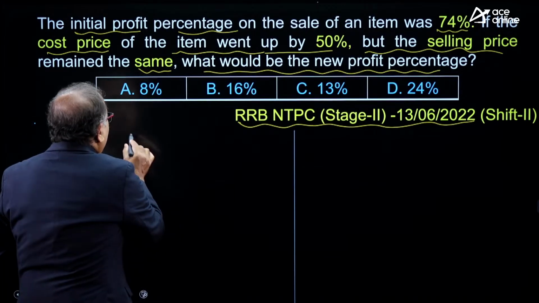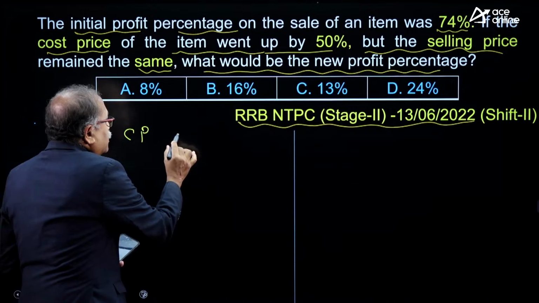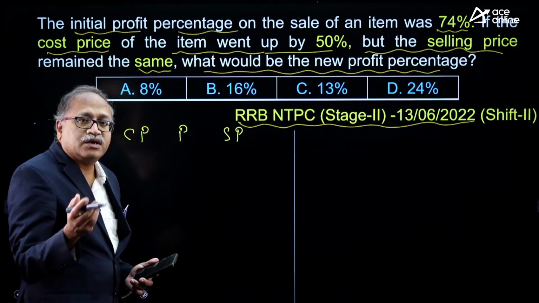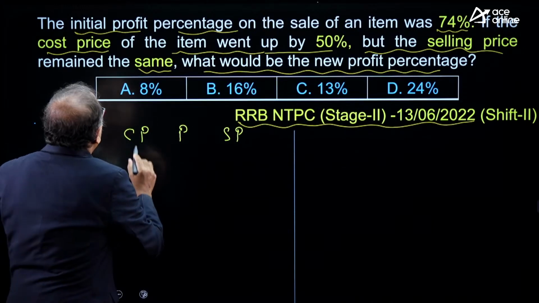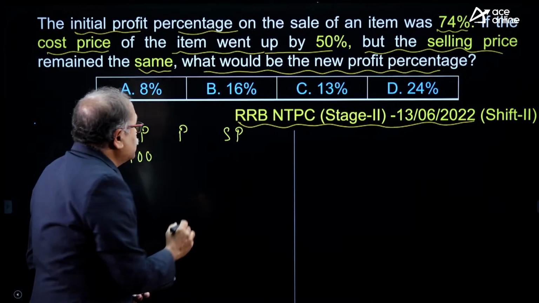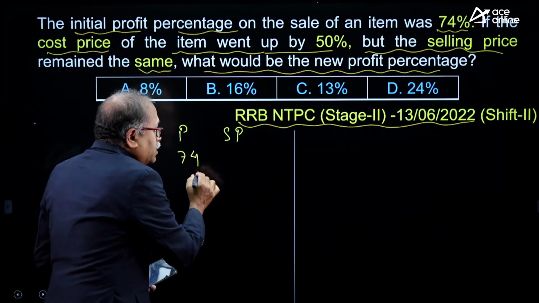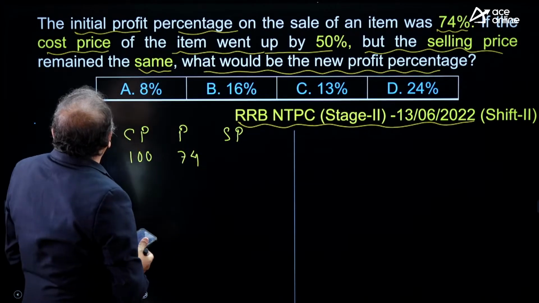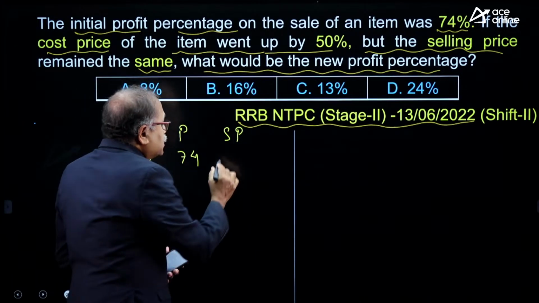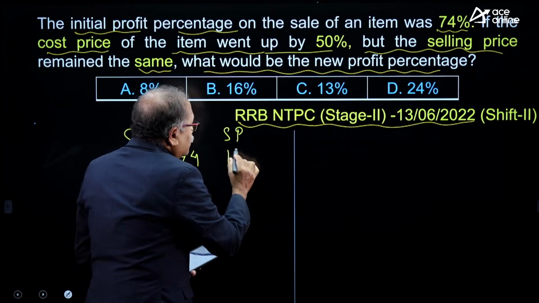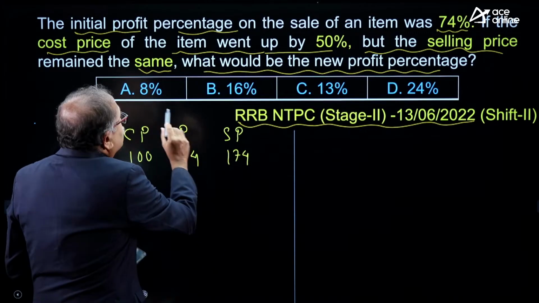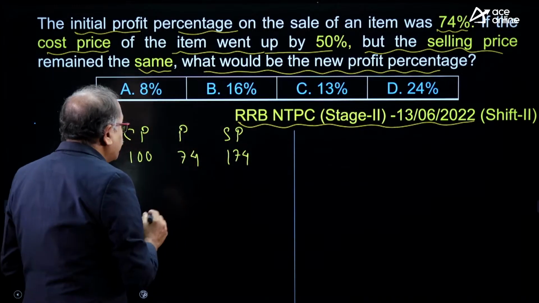Here first comes CP, then profit, and then selling price. I will tell you the alternate method also. If my CP is 100, the initial profit is 74. So let us take 74 as my initial profit. After that, the selling price will be 174. That's it.